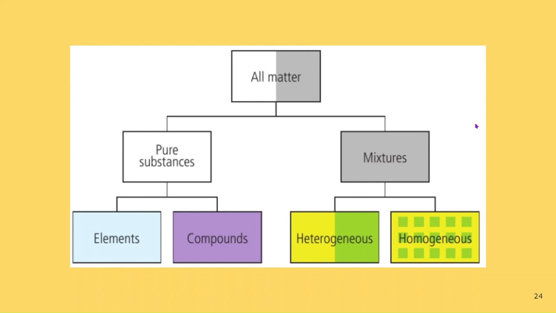We have this nice little graphic that we had on our slideshow yesterday, and we have all matter. All matter can be divided into pure substances or mixtures. We know that elements are just atoms of one kind, like carbon would be a type of element, and then there are compounds, which are combinations of different types of atoms. So like CO2, a carbon and two oxygens. And then today we're going to focus on mixtures.